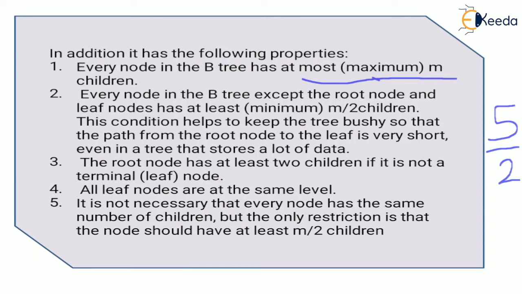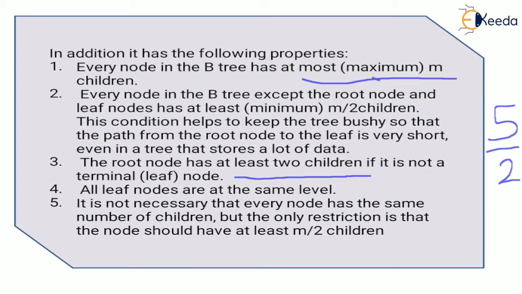This condition helps to keep the tree bushy so that the path from the root node to the leaf node is very short. Even in a tree that stores a lot of data, the tree is short, having more than one key and m by 2 internal nodes in the B tree. The root node has at least 2 children. If it is not a leaf node, then it has at least 2 children. All leaf nodes are at the same level.